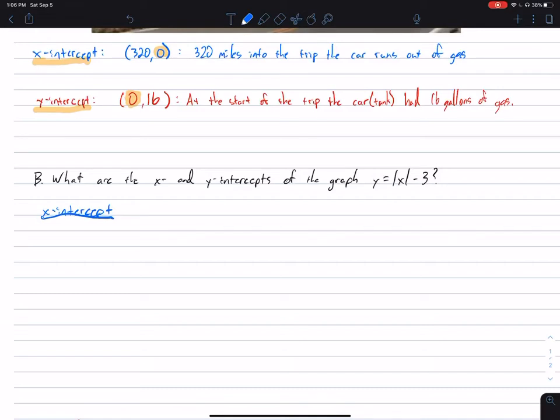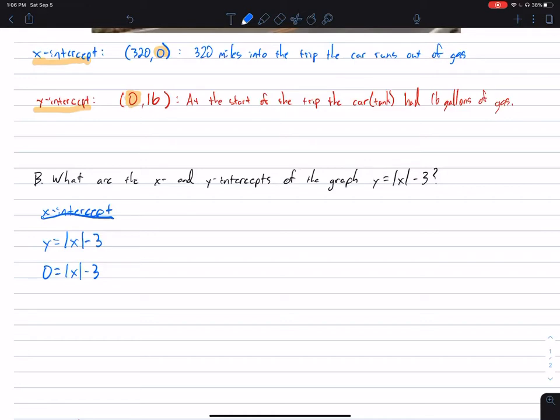I know my equation is y equals the absolute value of x minus 3. What do I know about x-intercepts? What is always true? Well, for my x-intercepts, y is always 0. So I'm going to make y 0 in this problem. So every x-intercept, y is always 0.